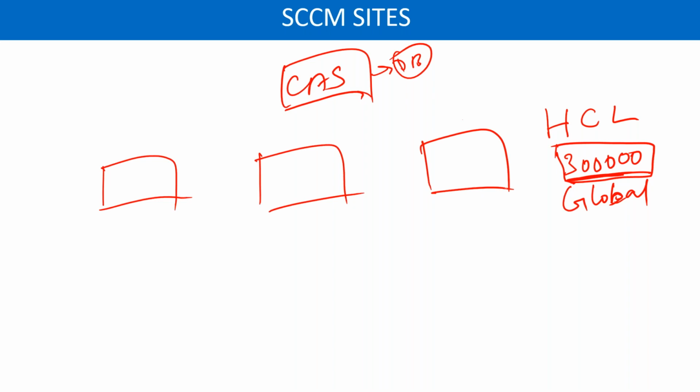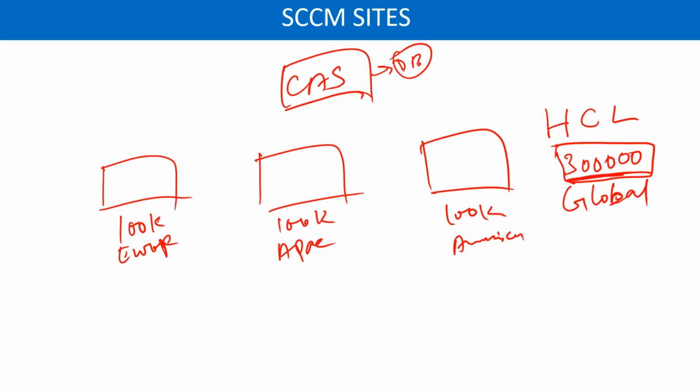Microsoft says 175,000 devices, but don't go with Microsoft's words, because I am in the implementation team. I know what the maximum limitation on the number of devices is. After that it will start giving you multiple issues. So go with this one, 100,000 devices. 100,000 devices in the Europe region, for example. Another 100,000 devices in the APAC region. Another 100,000 devices in the Americas region, right?